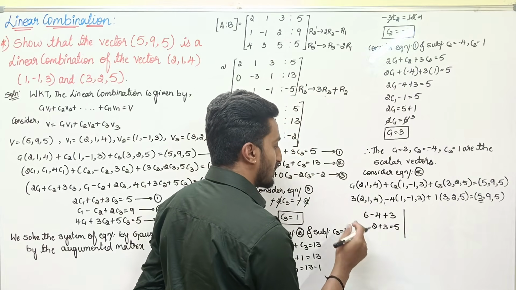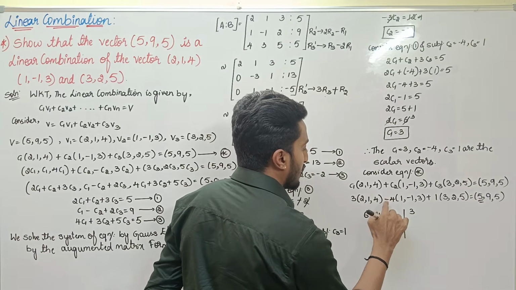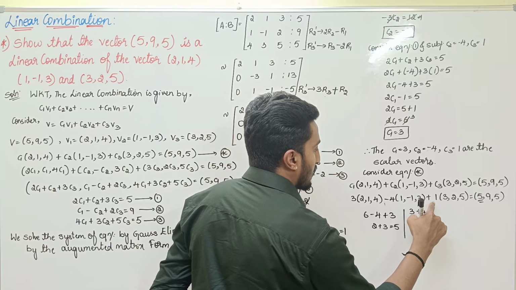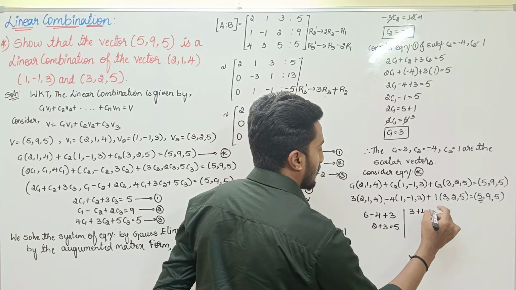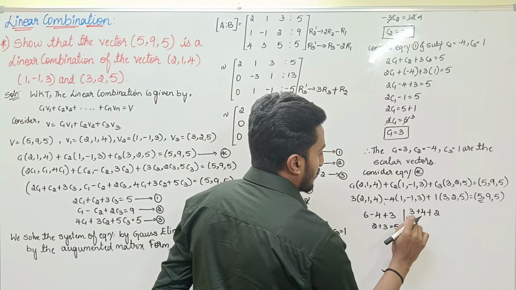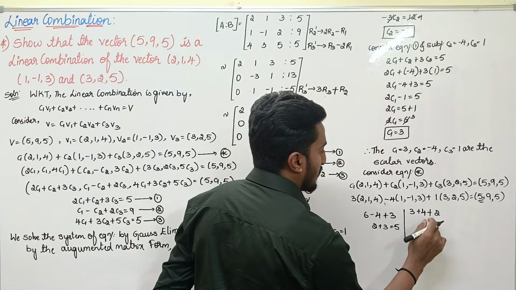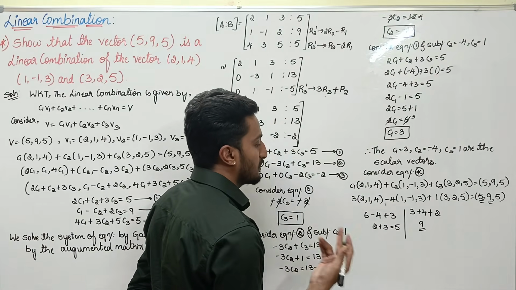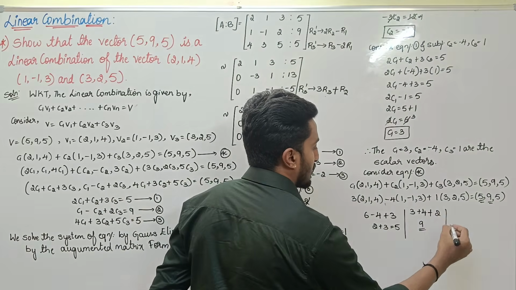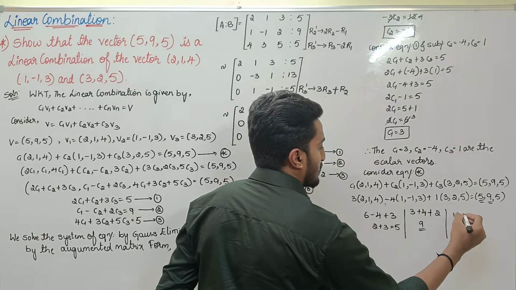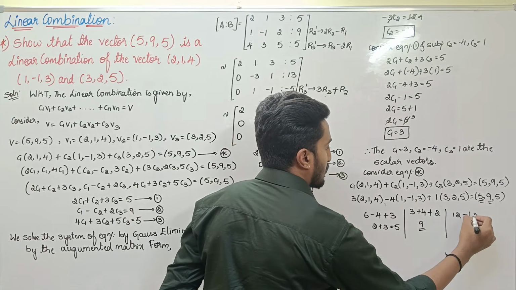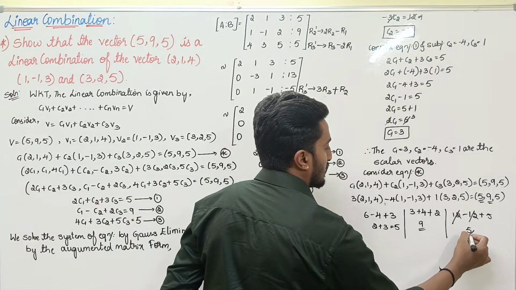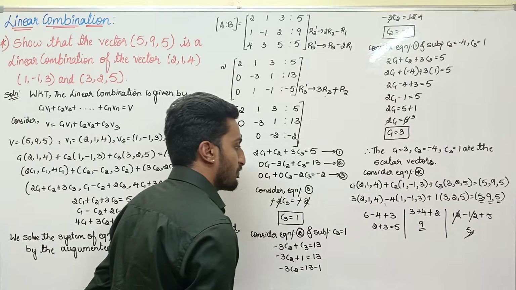Now let us go with the second term. 3 into 1 is 3, minus into minus plus 4 into 1 is 4. Next, 1 into 2 is 2. 3 plus 4 is 7, 7 plus 2 is 9. The second term is also satisfied. Similarly, let us go with the third term. 4 threes are 12, minus 4 into 3 is minus 12, plus 1 into 5 is 5. The 12 and minus 12 get cancelled, and the result is 5. See, LHS equals RHS.